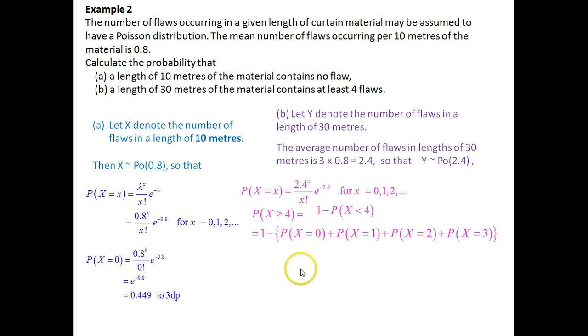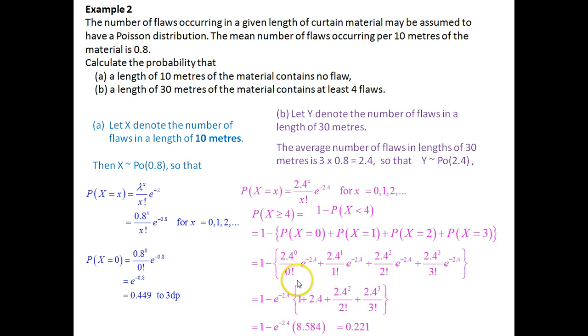So putting each of those into the formula, we have those 1, 2, 3, and 0, 1, 2, 3 for the bracket. Take the e to the minus 2.4 out, and we can work out the bracket. Then multiply by e to the minus 2.4, take it away from 1, and we have 0.224 for the answer of the probability that 30 meters contains at least 4 flaws.